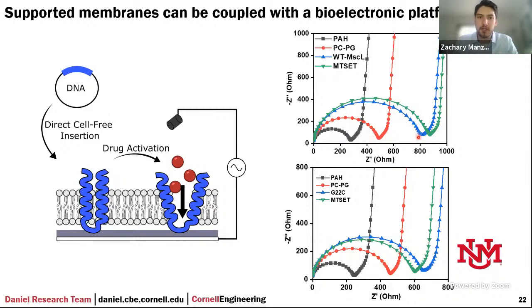We then add protein expression. For the wild type MscL, when we add the drug, we see a very slight increase. We believe this is because the molecule is positively charged, and so there can be some slight interactions that can block ion flow. But importantly, when you express the G22C, we see a decrease in resistance, which indicates to us that the molecule is actually opening up the channel and allowing ions to pass through, indicating that these proteins are inserted functionally into the membrane.